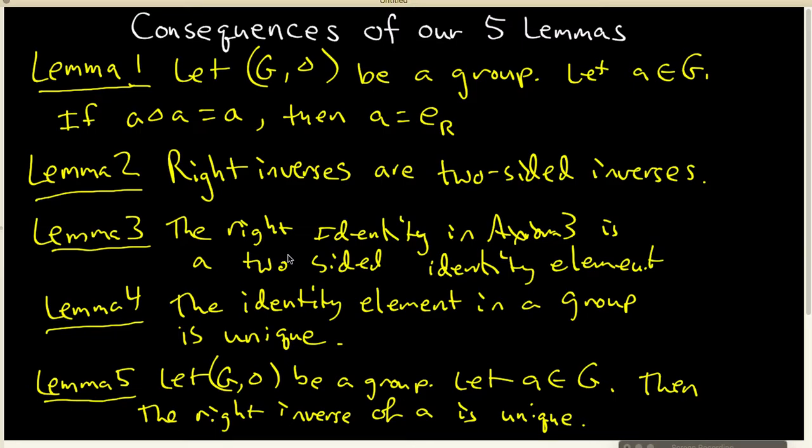The third lemma says that the right identity is a two-sided identity. The fourth lemma says that the identity element is unique. And the fifth lemma says that inverses are unique. So I kind of want to put these together in an organized fashion. So let's think about this.